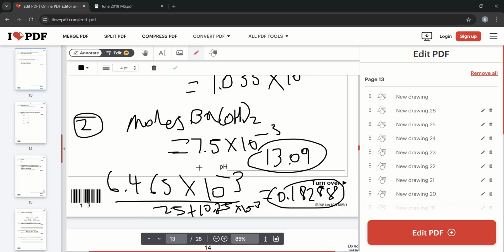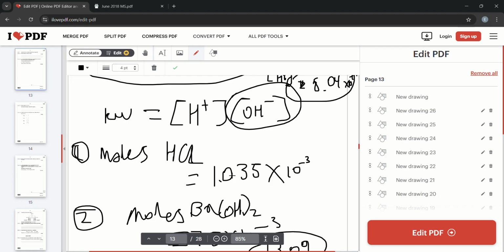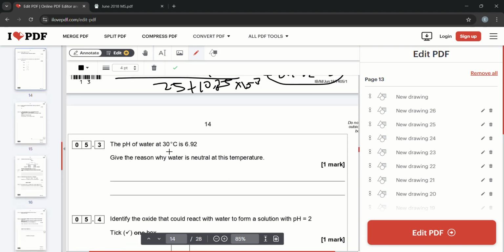So it's just a series of steps and methods that you do need to know how to do. And that's the end of question 5.2 for 6 marks. 5.3, the pH of water at 30 degrees C is 6.92. Give the reason why water is neutral at this temperature.